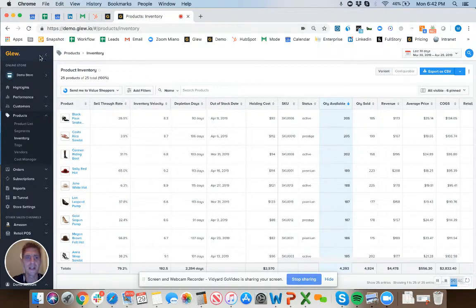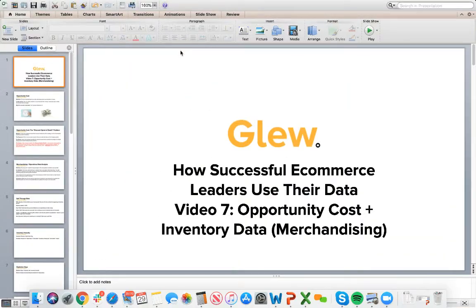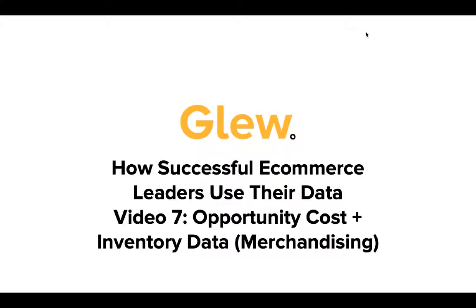If you're looking at my screen, I am in Glew.io, the software as a service output, which we're so famous for. And if I go to products inventory, you're going to notice a lot of data here, okay? Sell-through rates, inventory velocity. I'm going to come back to this screen very soon. But to get us super accelerated here, I'm going to start with this quick PowerPoint to lay down some foundational frameworks.